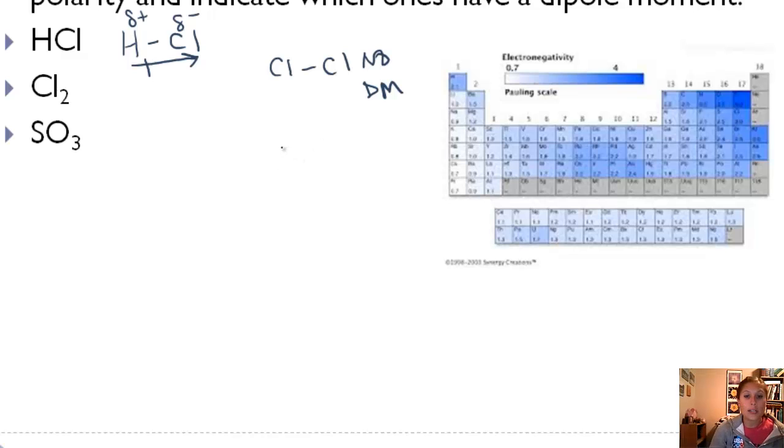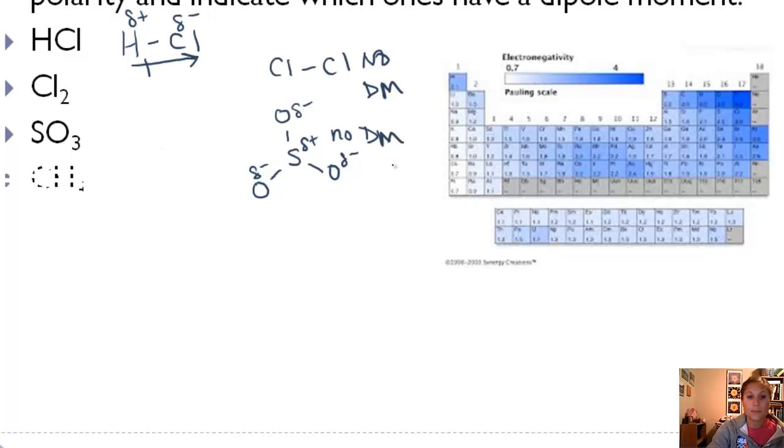Okay, SO3. So we have sulfur, and then an oxygen, an oxygen, and an oxygen. And oxygen has a larger electronegativity value, so it gets the partial negative. Sulfur is partially positive. Now, each of these is a polar bond, but because of the orientation of the oxygens, they're all going to cancel out. This is what we would call trigonal planar geometry, and we'll talk about that later in the chapter. So this would be polar bonds, but no dipole moment.